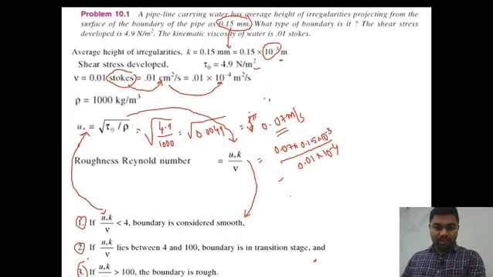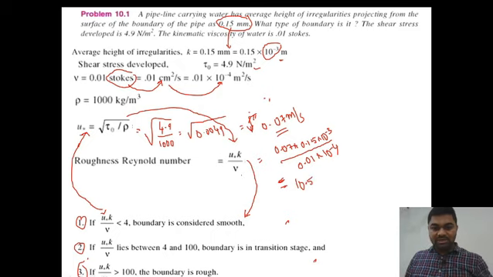So, for the Reynolds number, we have substituted the value of u star, the shear velocity, as 0.07, K, the height of irregularities, as 0.15 into 10 to the power of minus 3, divided by the kinematic viscosity, 0.01 into 10 to the power of minus 4. On calculating this value, it will be around 10.5.